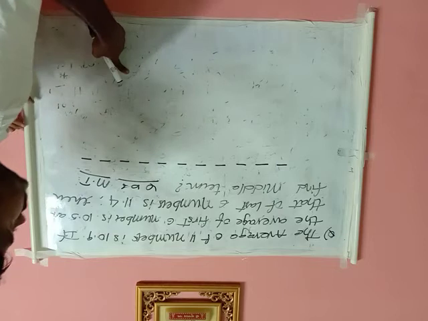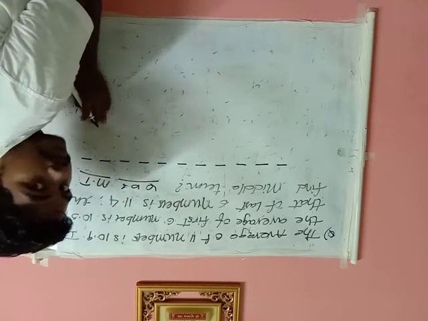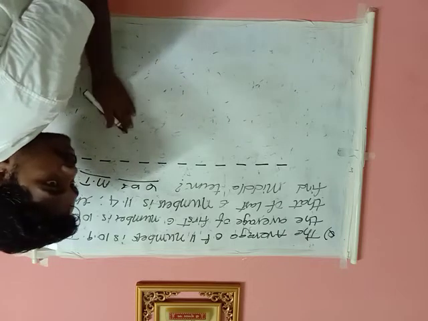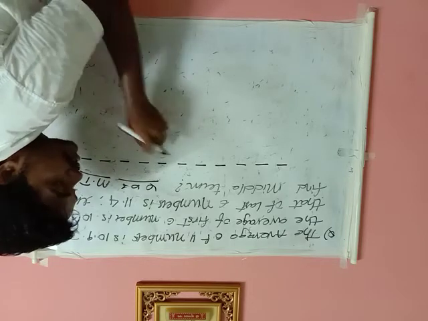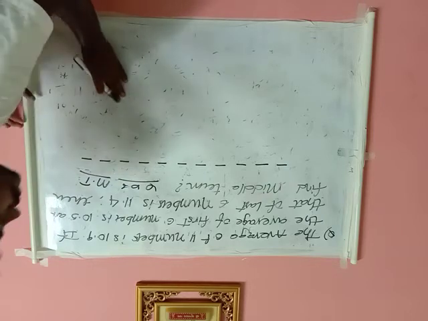I cannot tell that this is the midterm. See, out of 11 terms in the sequence, which is the middle term? 6 is the middle term. Now, what is he telling?